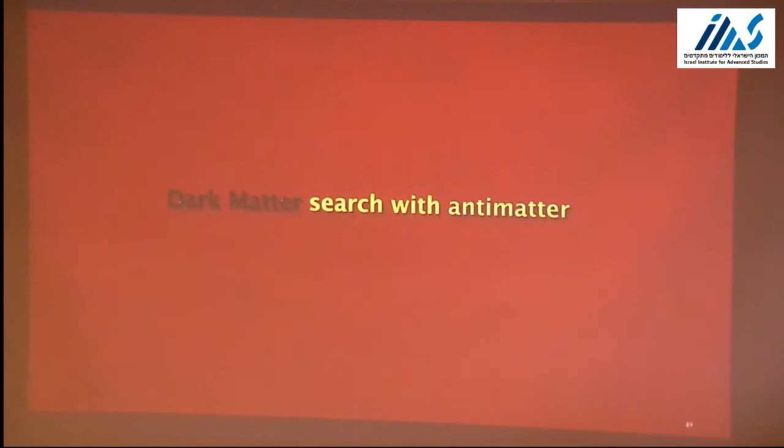Okay, so there's one more topic that I wanted to discuss with you today, and this is dark matter search with antimatter, and I'm super excited about this. Forget for the moment the exciting topic of anti-quark nuggets. Let's go back to bosonic fields, for example. This experiment here.